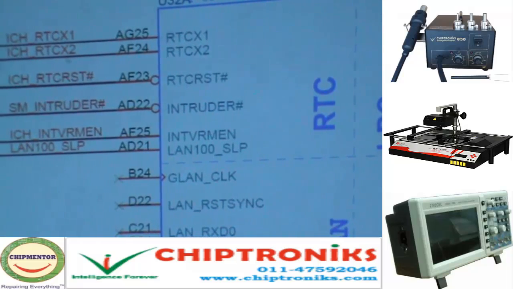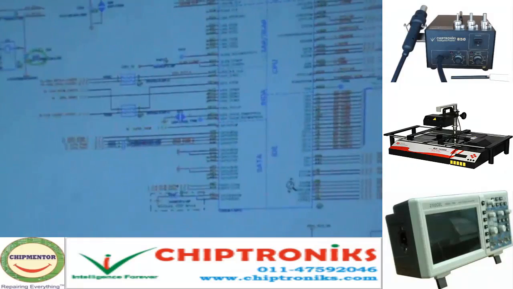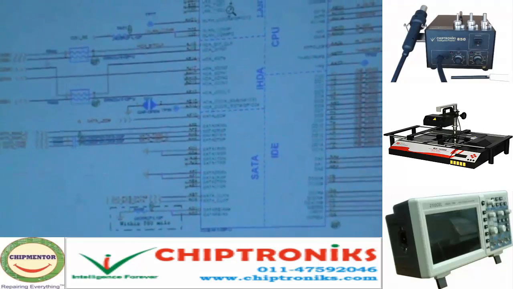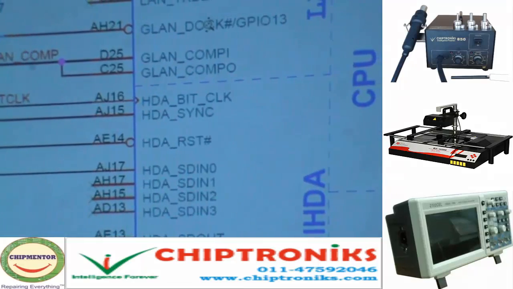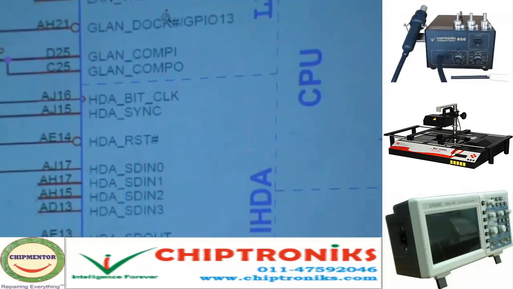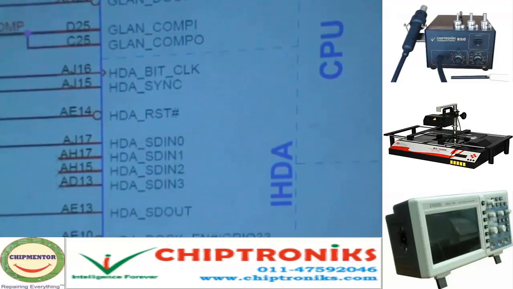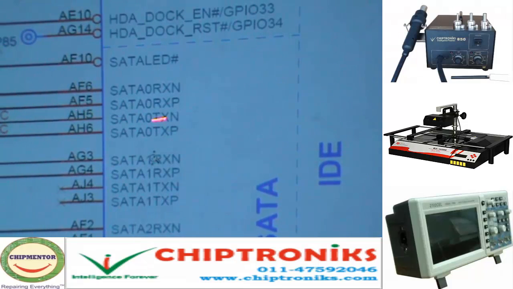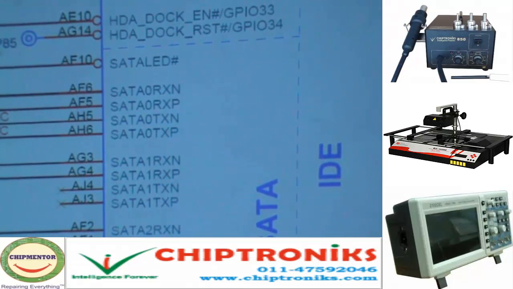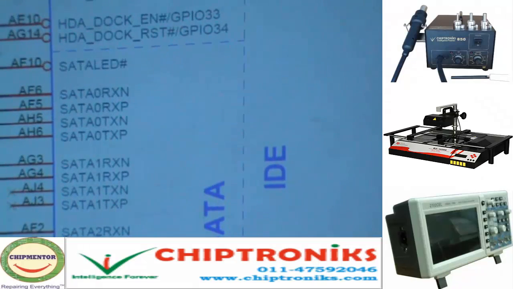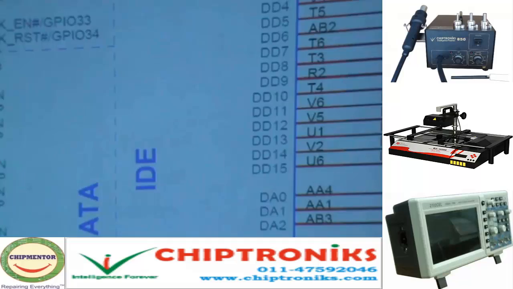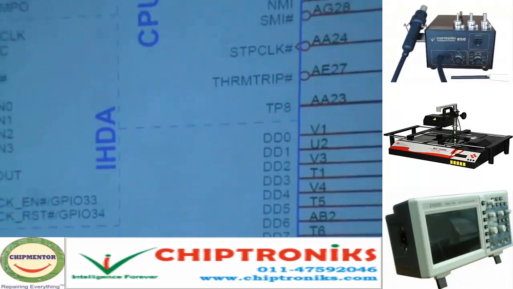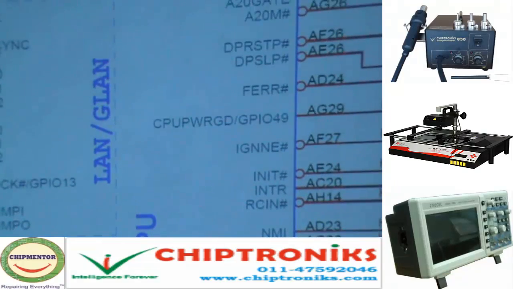In the second GLAN, as I told, ICH 8 has LAN capability also, but here it's dummy because there are LAN controller ICs also. Similarly, these are the audio section. ICH 8 has 3 SATA controllers, but here only one SATA controller is used. Here ID DVD ROM is used, and it has important sections. CPU section is also present over here. CPU sections means CPU controller section.